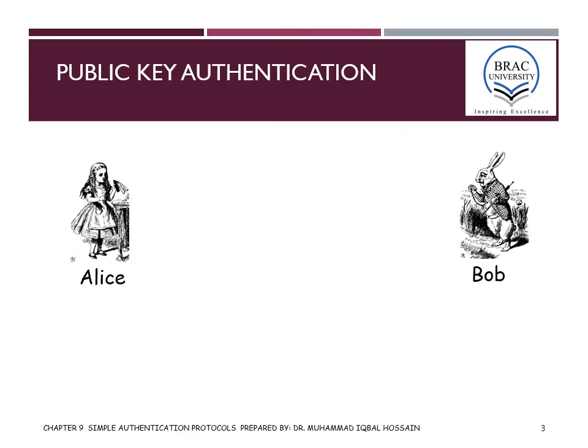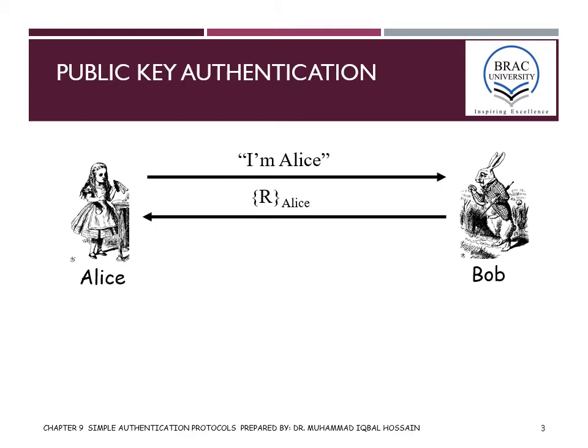So let's think about this one. Alice sends the message, "I am Alice." Then Bob sends a message encrypted with Alice's public key to Alice, and then Alice sends that message back to Bob. Okay, this is a very simple, straightforward protocol. So what does this mean actually?